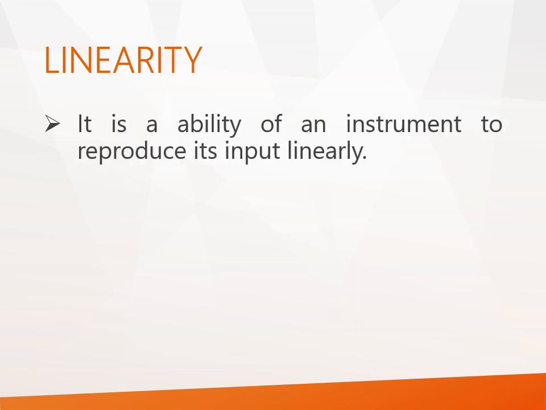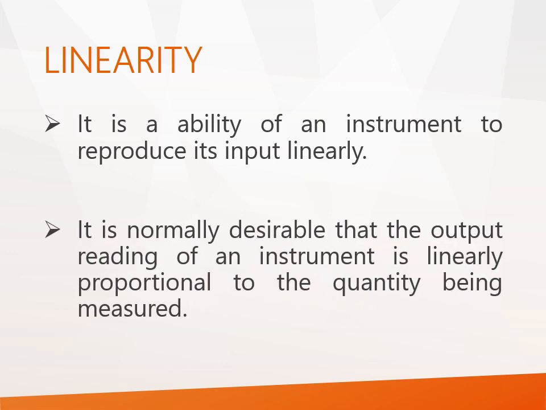Next term is linearity. It is the ability of an instrument to reproduce its input linearly. It is normally desirable that the output reading of the instrument is linearly proportional to the quantity being measured. So when you consider the VI characteristics, the V and I are linearly proportional.